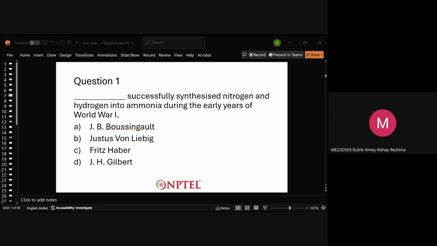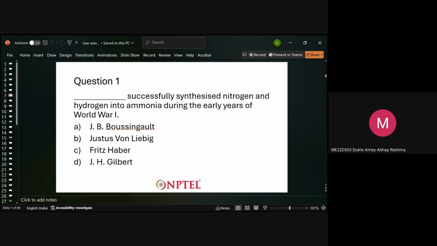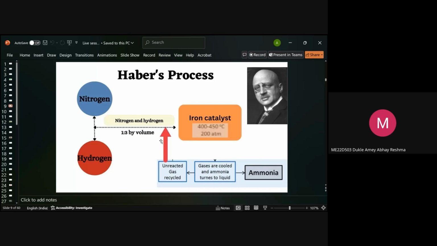Some more, right? Yeah, so we are getting many people saying C. Yes, the answer is C. Fritz Haber. So basically, Fritz Haber got his Nobel Prize for developing the Haber process.